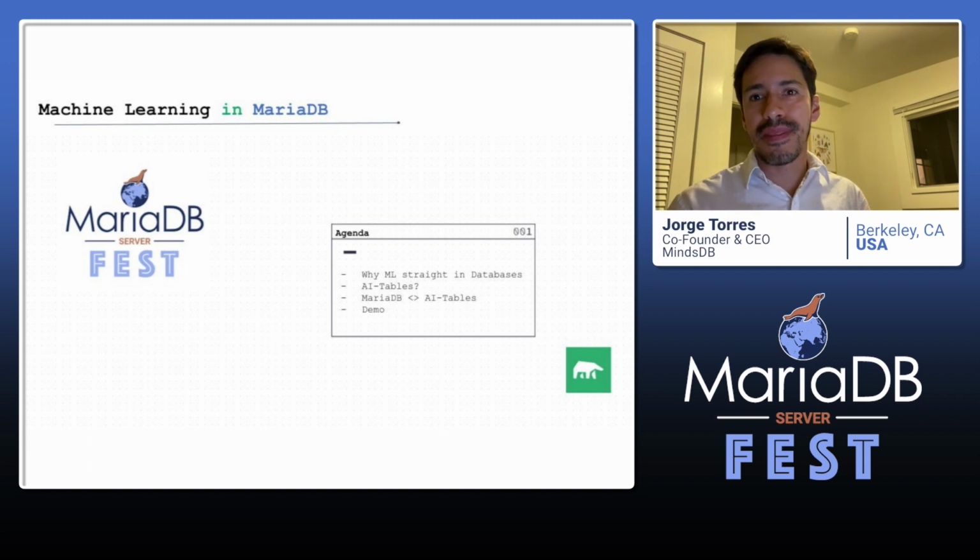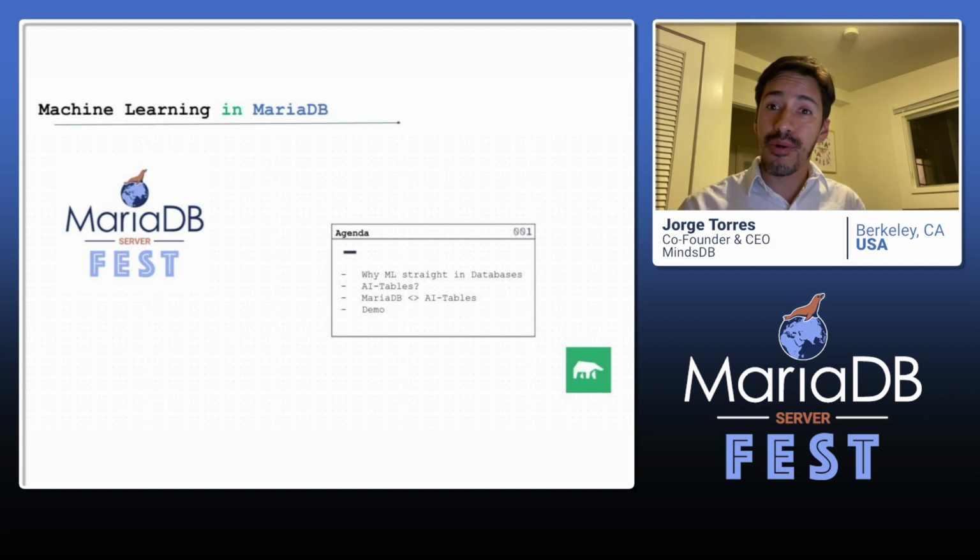We're going to cover the agenda first. We're going to talk about why bringing machine learning to databases, why we think that is important, and we're going to introduce a concept called AI tables and how we implement it in MariaDB, as well as walk you through a demo.